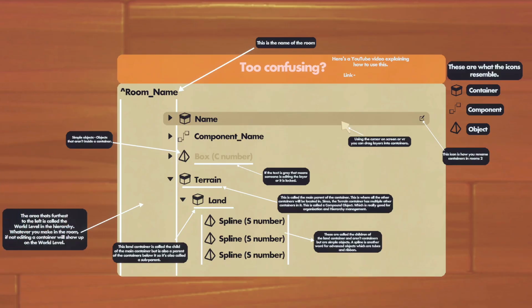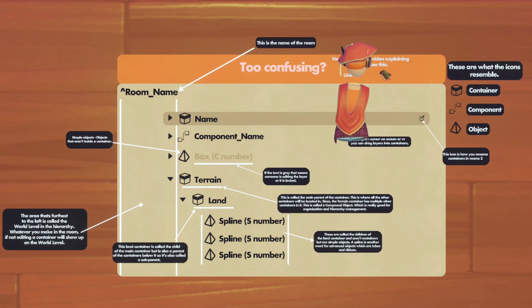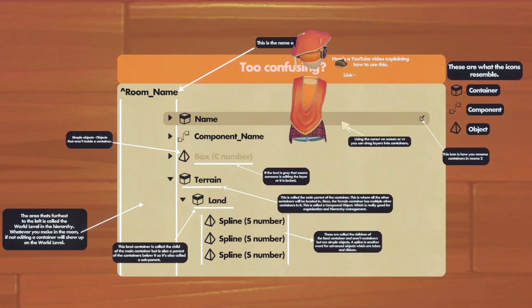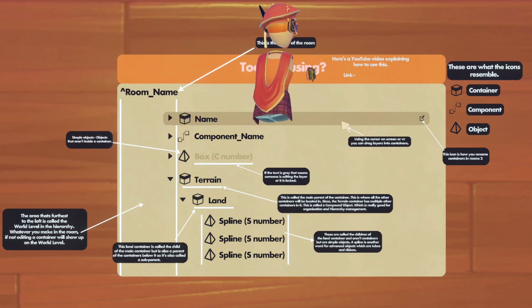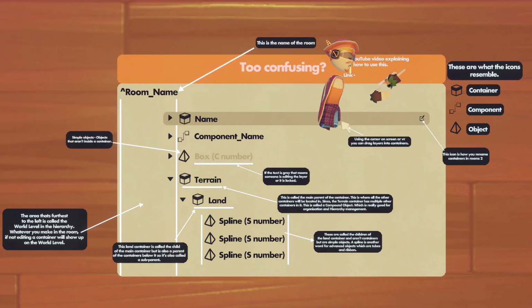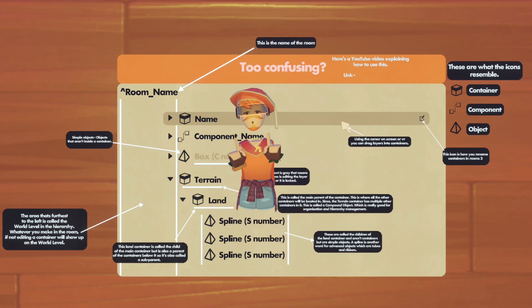So as you can see, it looks a bit complicated. At the top it says here, link. Too confusing. Here's a YouTube video explaining how to use this. It says that, and then it says a link. The link will be to this video. That's why it's not there. You will be able to find this on the invention store, by the way. It will be in the description.